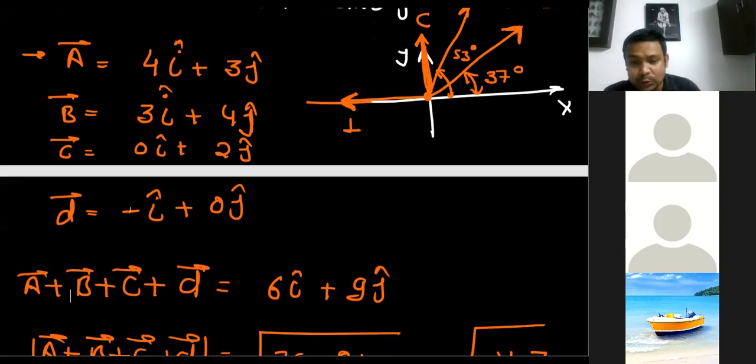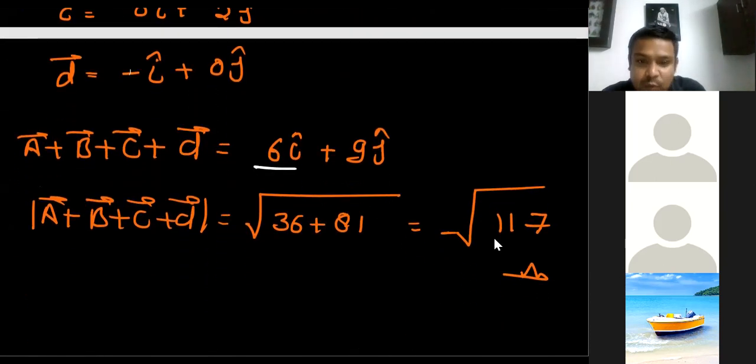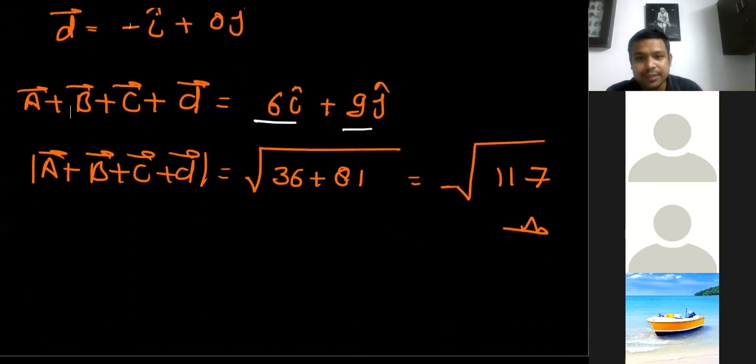So now the magnitude is the square root of the square of the coefficient of i plus the square of the coefficient of j. Thus 9 squared is 81 and 6 squared is 36. Is it clear? Yes, sir. Okay. Please solve one more question.